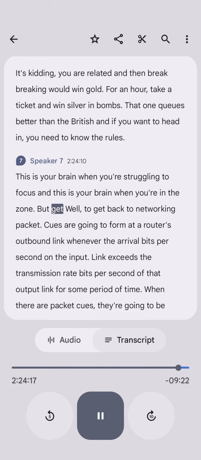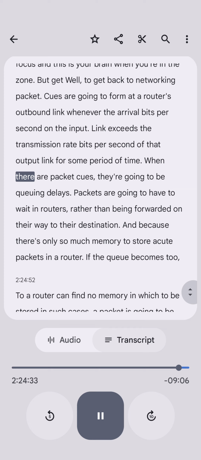Well, to get back to networking, packet queues are going to form at a router's outbound link whenever the arrival rate in bits per second on the input link exceeds the transmission rate, in bits per second, of that output link for some period of time. When there are packet queues, there are going to be queuing delays. Packets are going to have to wait in routers rather than being forwarded on their way to their destination.